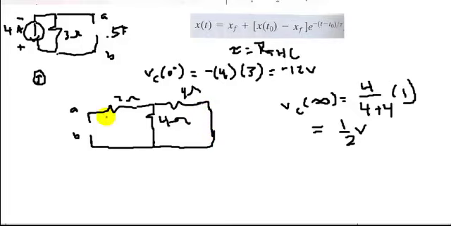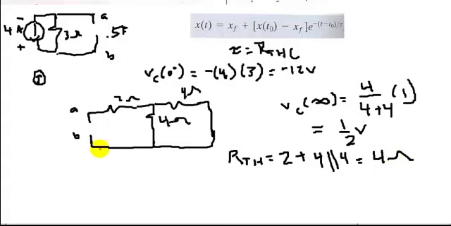We want to see the equivalent resistance seen from A to B when we remove our load. We removed our capacitor, and what we see is our Thevenin's equivalent resistance: 2 ohms plus 4 ohms in parallel with this 4 ohm resistor, and that would give us 4 ohms. So the resistance seen from A to B is 4 ohms. So that's our Thevenin's. Now we find tau.